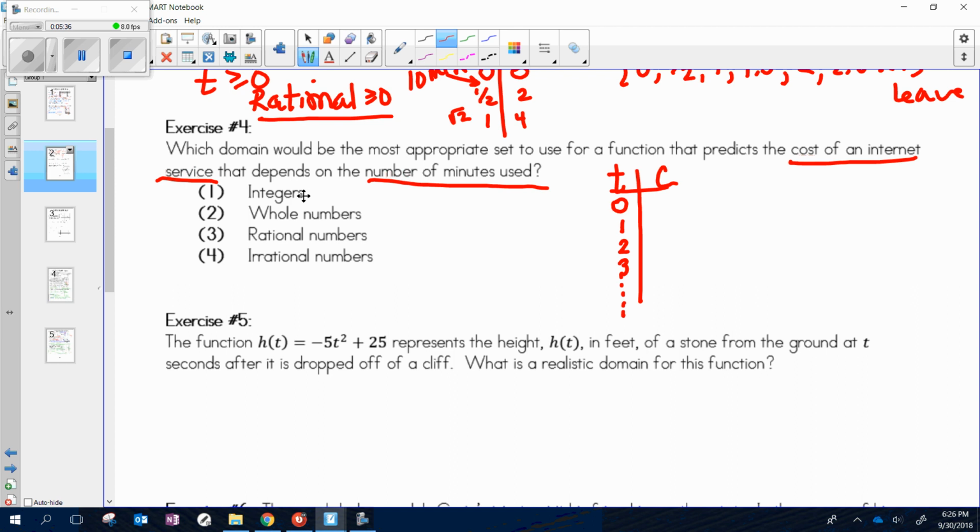So if I look at my choices, integers could be positive or negative, so I'm not going to say it's integers. Whole numbers are exactly what these numbers are, no parts, no decimals, just minutes used. You could technically use parts of the minutes, like you could talk for half a minute, but the charge is going to be based on how many whole minutes you have used. So I'm going to just say this is a really good answer. Rational and irrational numbers both include negatives. So unless it had said positive or negative rational numbers, I don't like the way those choices are looking.